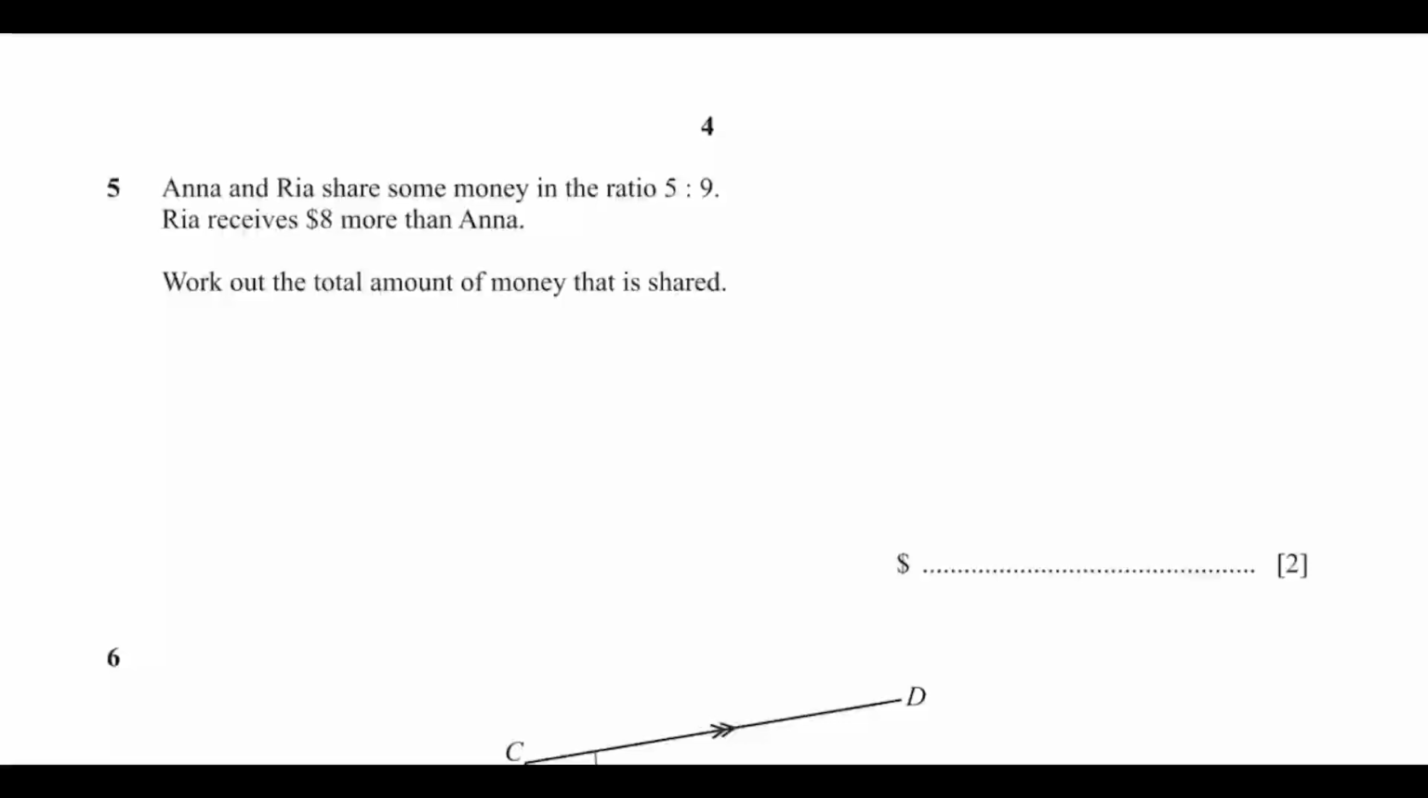That will be question 5. Anna and Rhea share some money in the ratio 5 to 9. So we have Anna and Rhea. So 5 to 9. So the total ratio is 14 in case we need it. So Rhea receives $8 more than Anna. Okay. So work out the total amount of money that is shared.